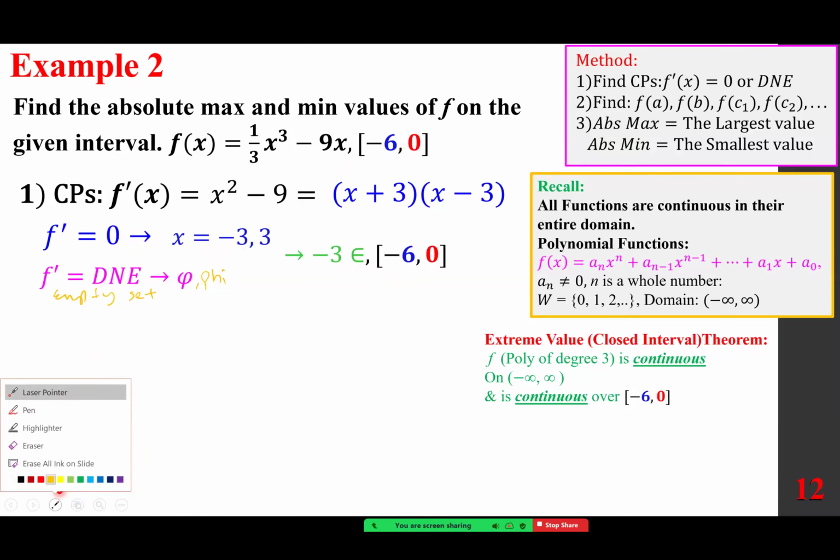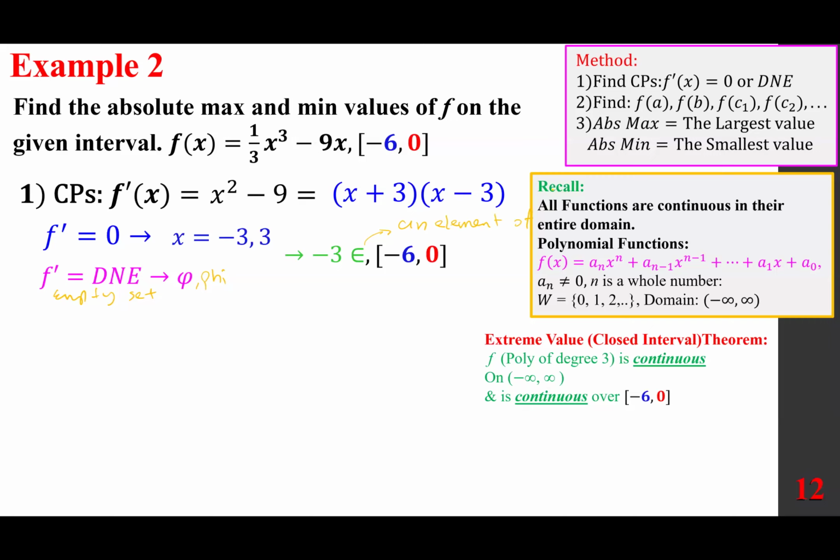So the way we write this, everybody, this looks like an epsilon. This means an element of. That's the meaning of it. Okay. So -3 is an element of the given interval, which means that works, which means we are going to evaluate the original function at the endpoints -6 and 0, as well as this critical point -3.